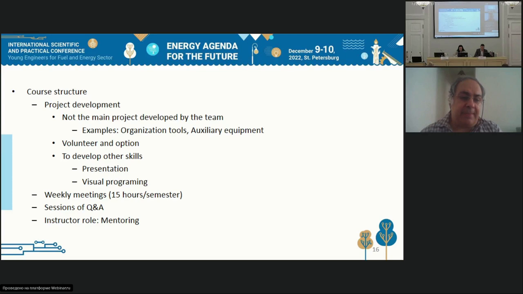The course was voluntary and optional. And the idea was to develop other skills like presentation skills, visual programming, how to do the presentations. We have weekly meetings, so this is about 15 hours per semester. And pretty much it was organized in sessions of Q&A, or questions and answers. And the instructor had the role of a mentor. The idea was to guide the students, not to preach and not to lecture, but to mentor.